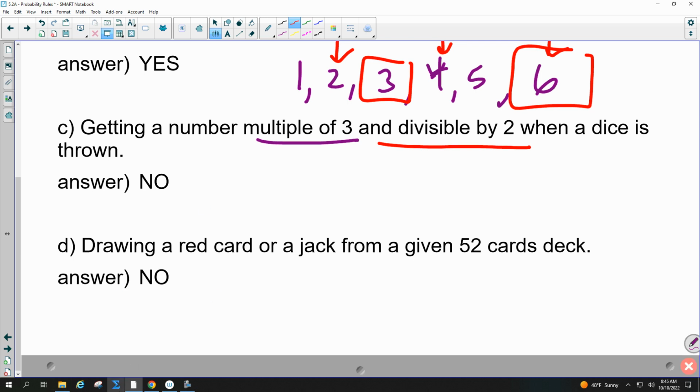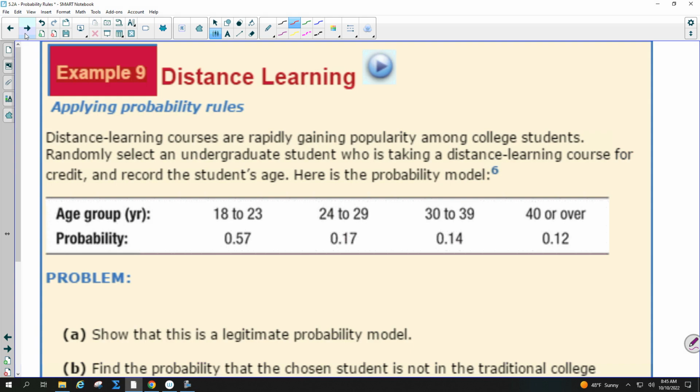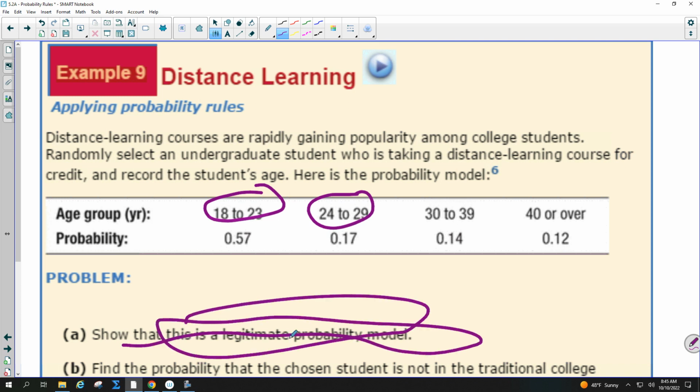Okay. Here's something that you might have for homework. So distance learning courses are rapidly gaining popularity among college students. Now we really know this, all right? Randomly select an undergrad student who's taking a distance learning course for credit and record the student's age. So there's their ages. This is called a probability model right here when you have a table, okay? So your outcomes are this, and here's the probability it occurs. Here's the outcome, probability occurs, et cetera, et cetera. Show that this is legit. How do you show it's legit? You add these up and you're like, yay, it equals 1. It might not. So if it doesn't, just say no. It's not legit, okay? All right.